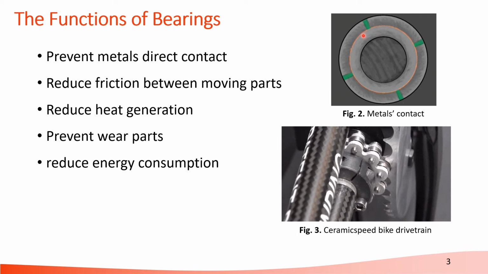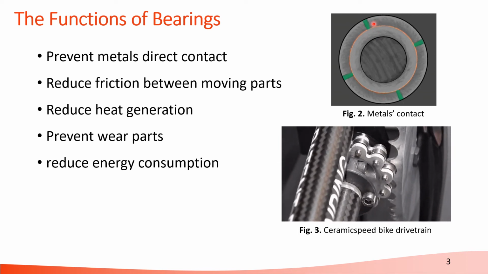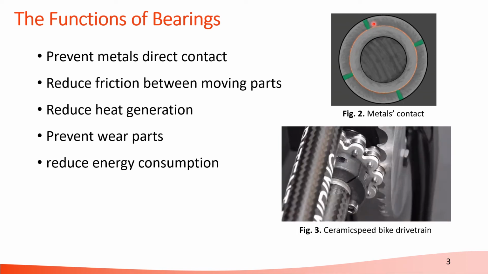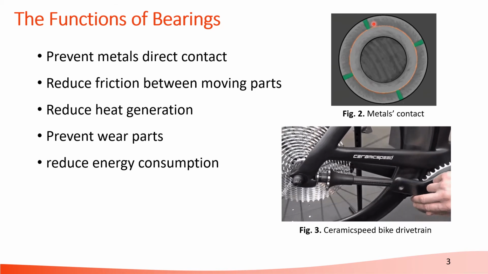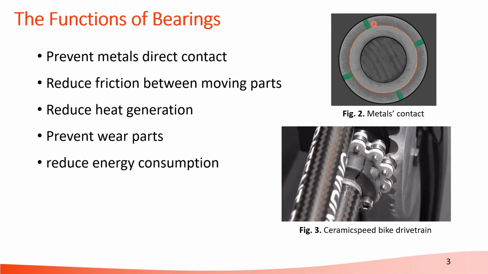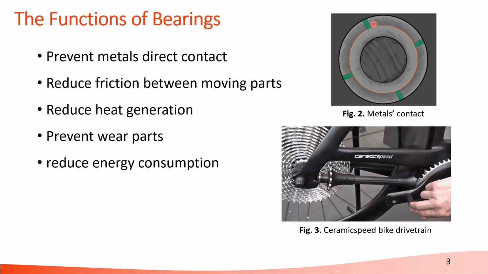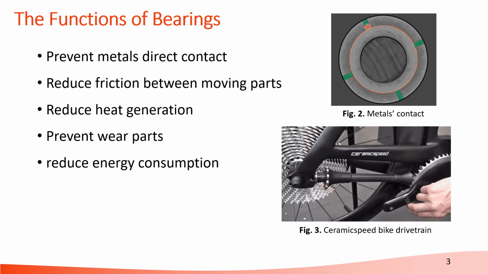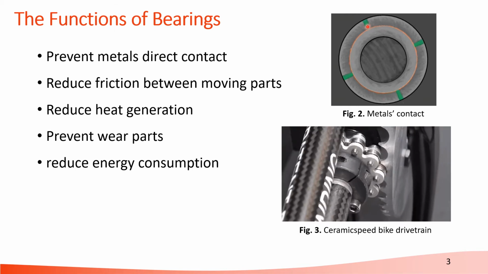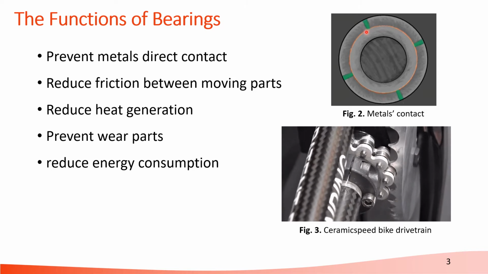You can see that there are some red circles here. That means if two metals are in direct contact and try to move, the energy consumption will become very large, such that it will generate some heat, and this is not good, as it will take so much energy.